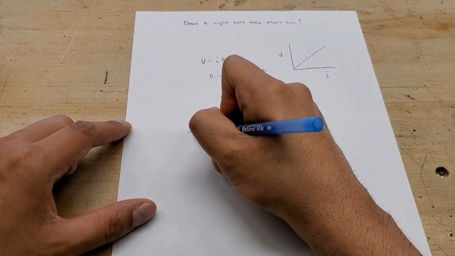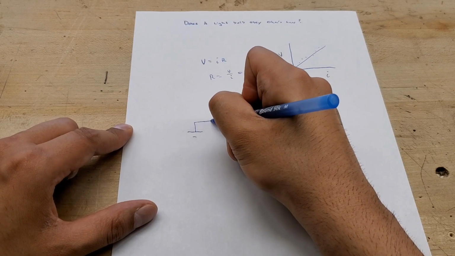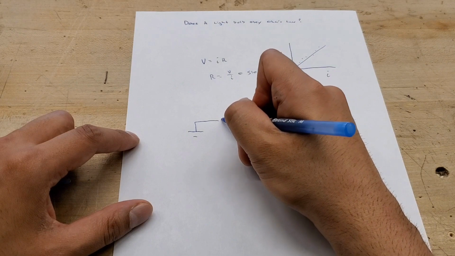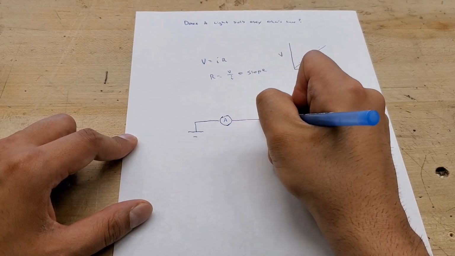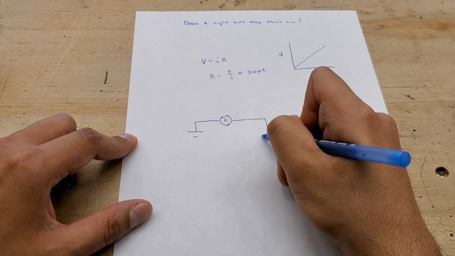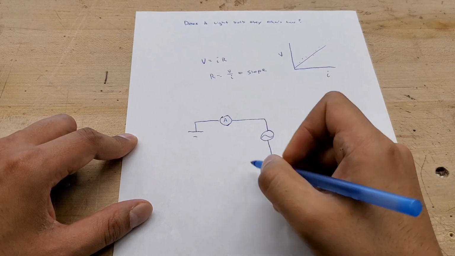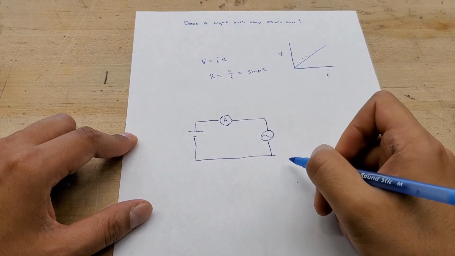So I'm going to do something that I did earlier with the same idea with a resistor, except instead of a resistor, we're going to put a light bulb there. The first thing I want to connect is my ammeter. And then connected to my ammeter will be my light bulb. We'll put the light bulb right there. And then from the light bulb, we'll go back to ground, like that.